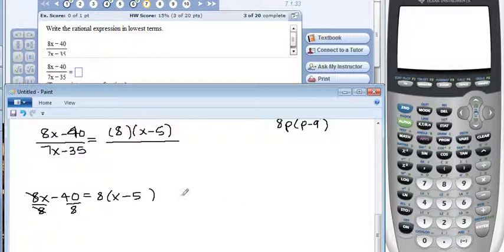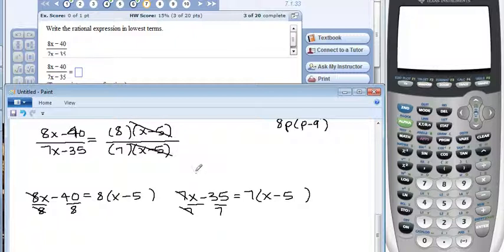I'm going to do the same thing with this one. 7x minus 35. Again, I'm seeing a common 7 in there. Divide both pieces by 7. We have x minus 5, right? Negative 35 divided by 7 is negative 5. So I'll put this here. Okay? Now I'm going to cancel. I see x minus 5s are common, and 8/7 is not reducible, so I'm finished. So I've got 8/7 for my answer.